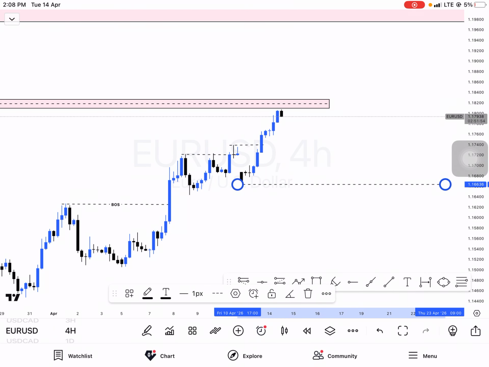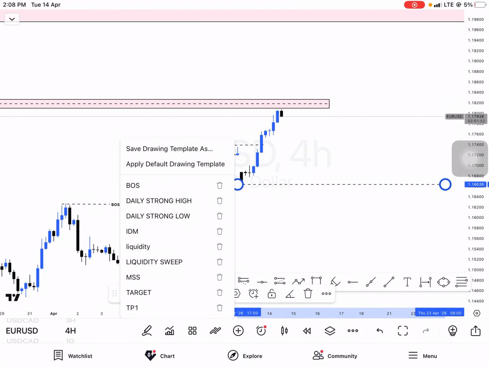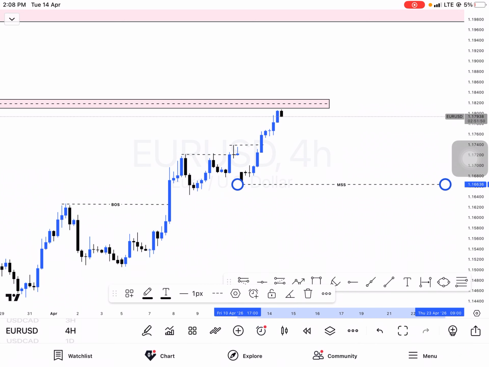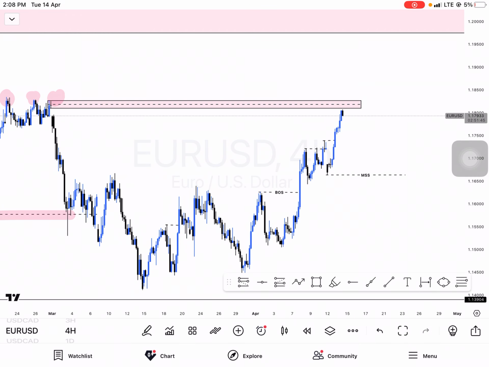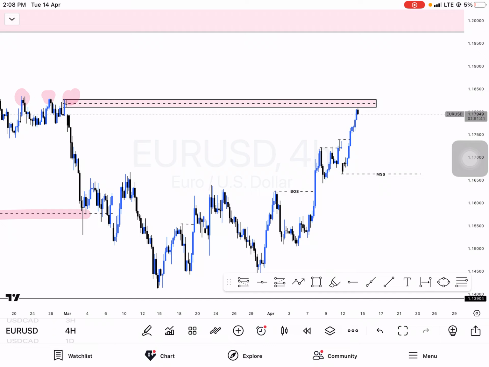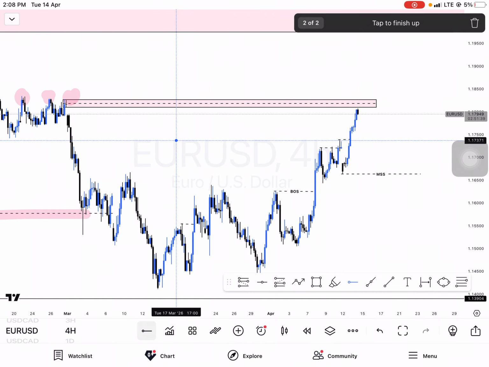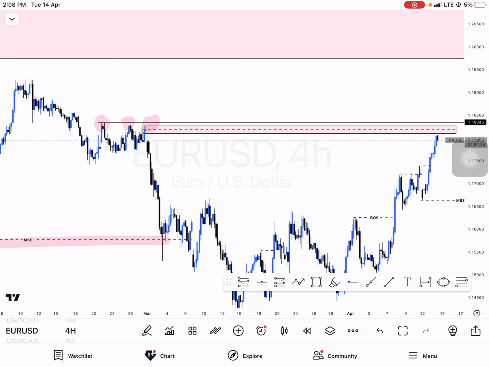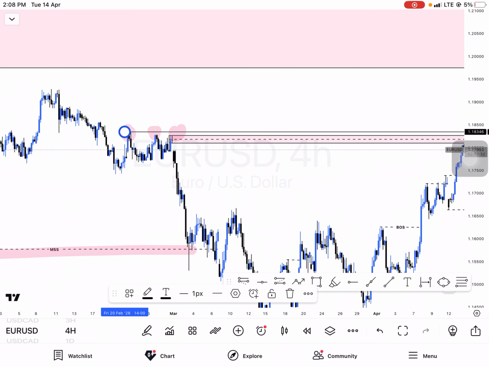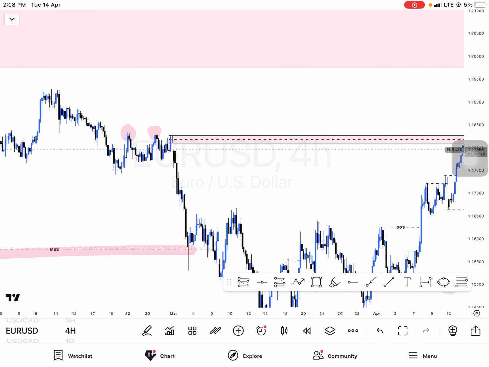If the market should break this low here and give us a market structure shift, this confirms that the sellers are in and we are about to take the market to the downside. But as long as the market is still in a bullish phase, we might see the market taking this out as liquidity. Let me delete this and redo that again for you guys to understand. Take this off. Let me take this off. Take these two off.